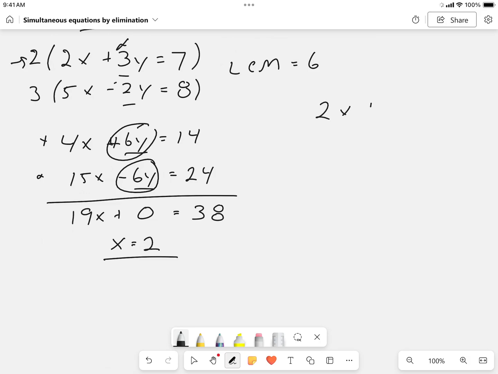Let's go to the 2x plus 3y equals 7 equation, and then plug in the x value. So that's going to be 2 times 3 plus 3y is equal to 7. That's 6 plus 3y is equal to 7.